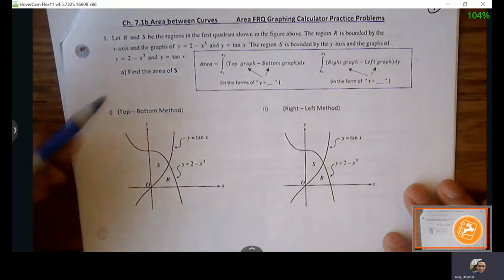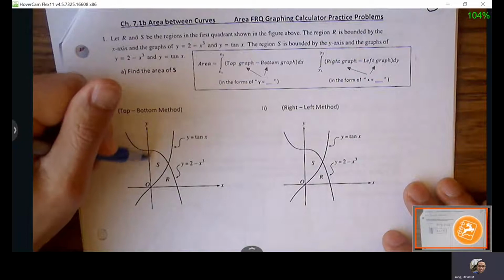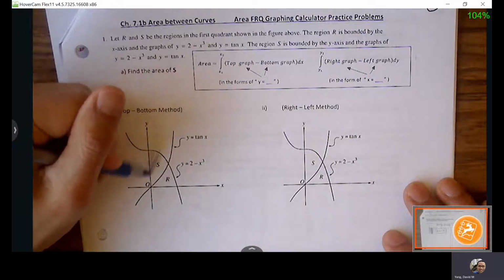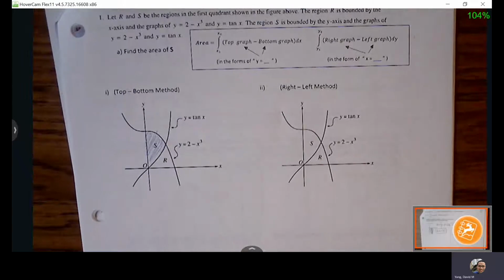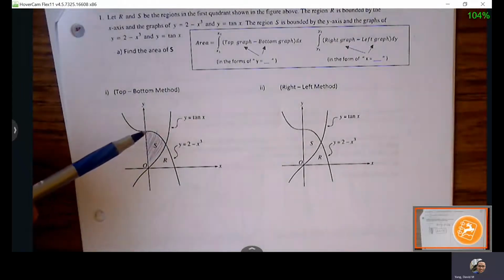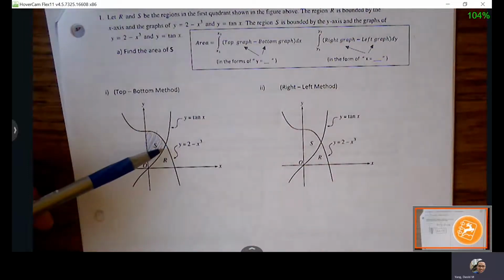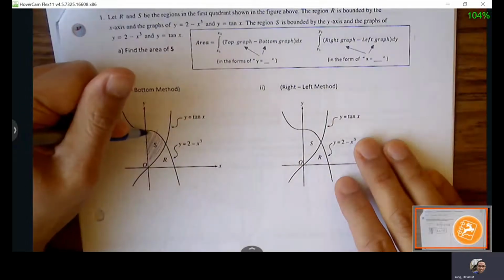Find the area of S. So here's S. Let's lightly shade it so we know exactly what we're working with. We want to find the area of that region. This is a nice top minus bottom because one graph is always consistently above the other graph. There's no need to split up into separate integrals here.